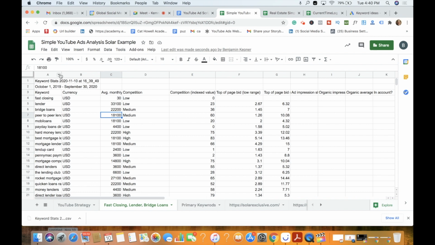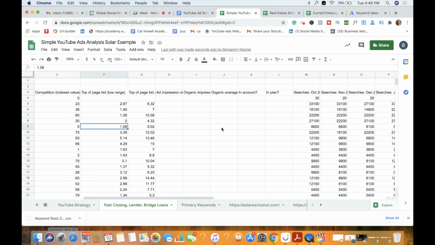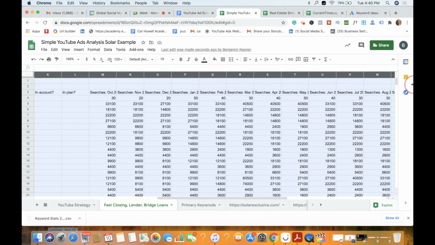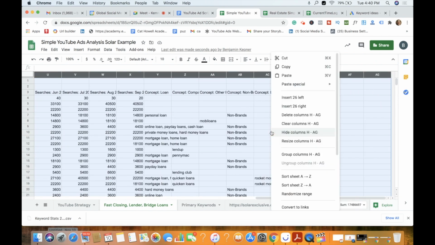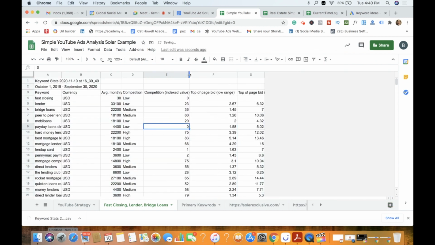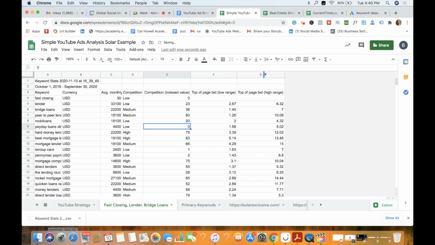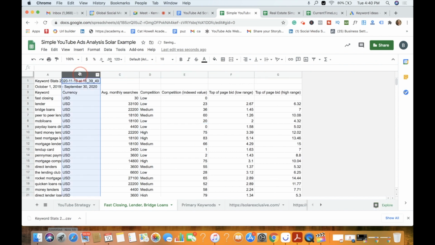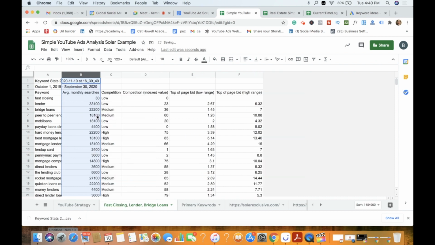But now that you have the data, you want to figure out which are the right ones to use, right? So I'm just going to go ahead and delete all this extra stuff. I don't need any of this. Really, all I care about, which is what I mentioned in my presentation today, is how many people are searching per month, what's the competition, and how much is it going to cost you potentially to be at the top of search results.